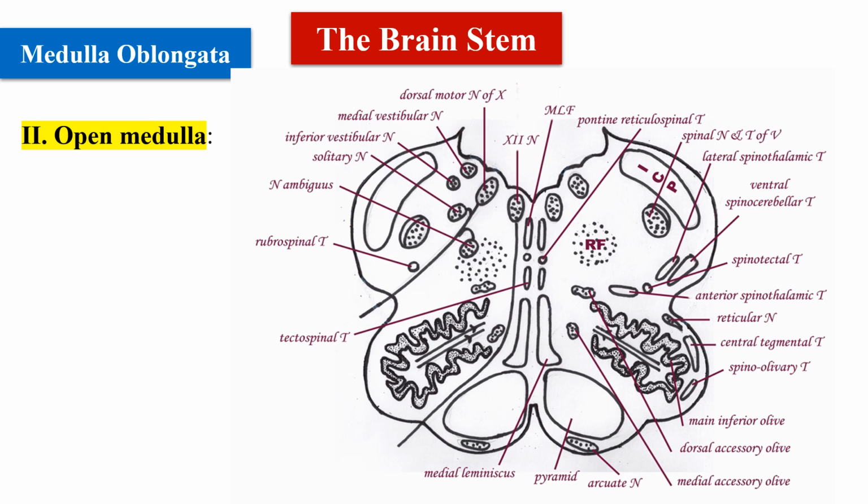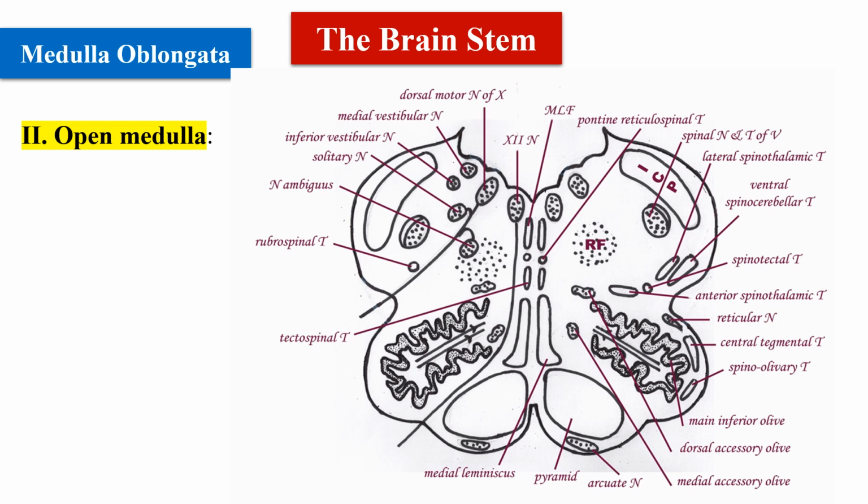Okay, please look at the diagram. This diagram takes the shape of butterfly. This is butterfly in shape, okay? So, number one feature is butterfly in shape structure. Number two, there is fourth ventricle. There is no central canal.